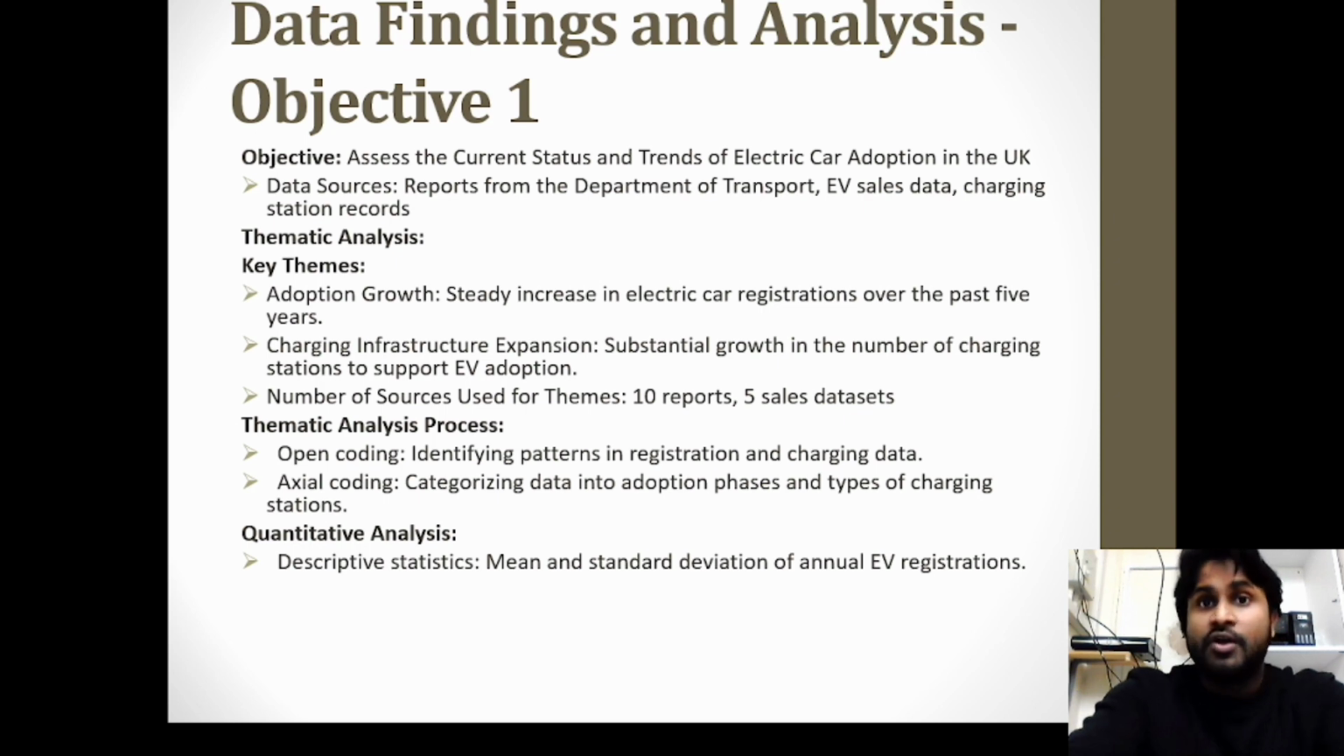So the expansion of charging infrastructure is essential for overcoming the challenges associated with range anxiety. Quantitative analysis was used to quantify the adoption trends. I conducted descriptive statistics, calculating the mean and standard deviation of annual electric vehicle registrations. So overall, the findings from this objective indicate a positive trend in electric car adoption, with a growing network of charging infrastructure to support this transition.